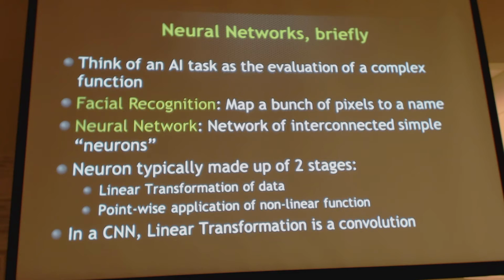A neuron typically consists of two phases. The first is usually some kind of linear transformation of the input data. Doesn't have to be, but this is what you see usually. Then you take the output of this linear transformation, and to each of those points, you apply some kind of nonlinear function, like a step function or a sigmoid function, something very simple. And so the neuron is quite simple, and it evaluates some nonlinear function of the input data. As I said, the network consists of connecting a bunch of these up together in some kind of an arrangement. A CNN, a convolutional neural network, is one in which this linear transformation phase is a convolution function.